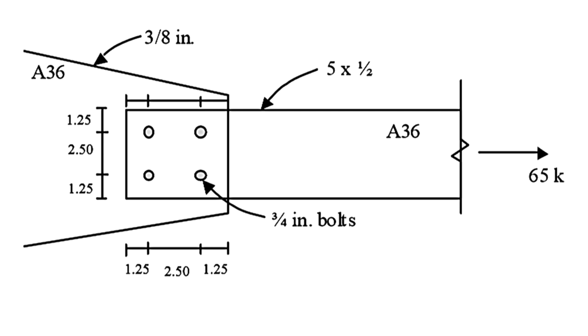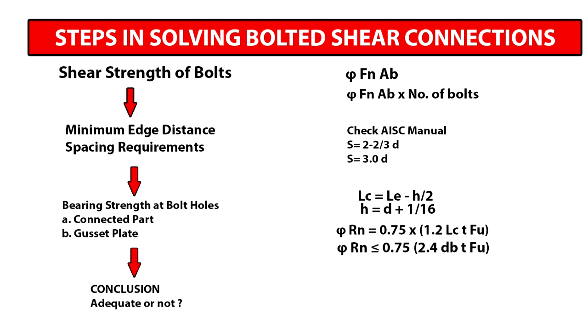Now let's go back to the problem, which is to calculate and check the design strength of the connection and check if the connection is adequate for carrying the factored load of 65 kips. So let us follow the steps. We have step 1, shear strength of bolts. Shear strength is equal to Phi times F sub n times AB.